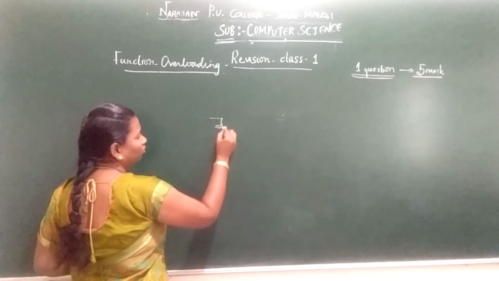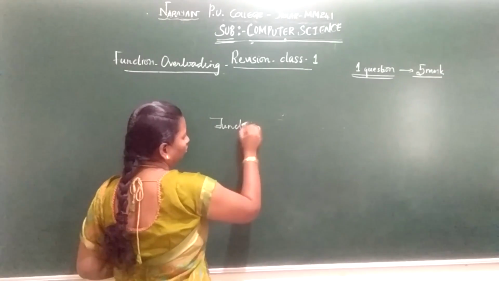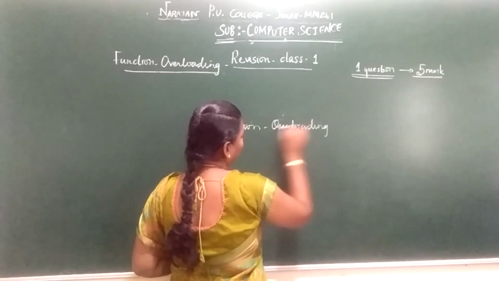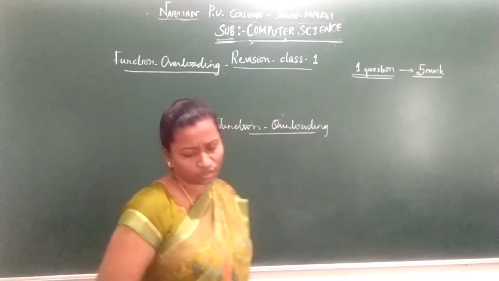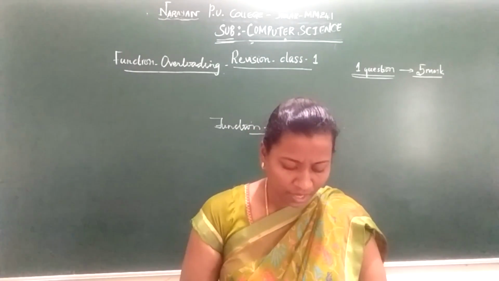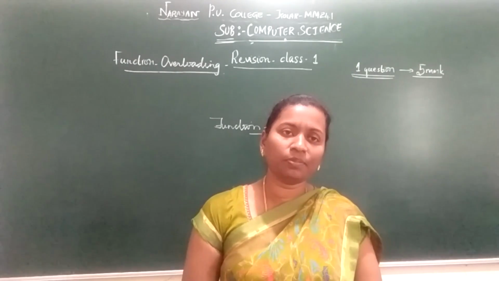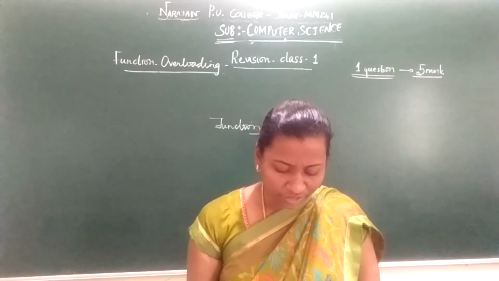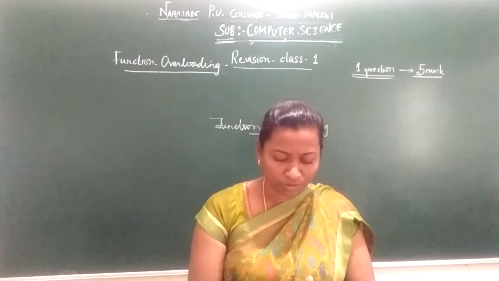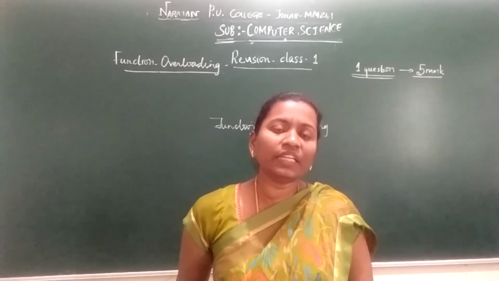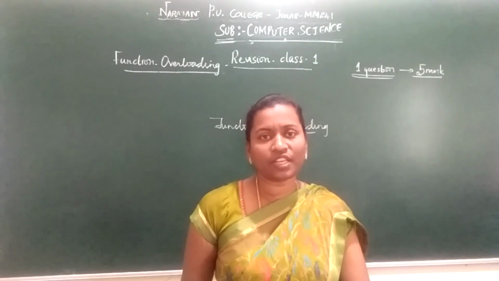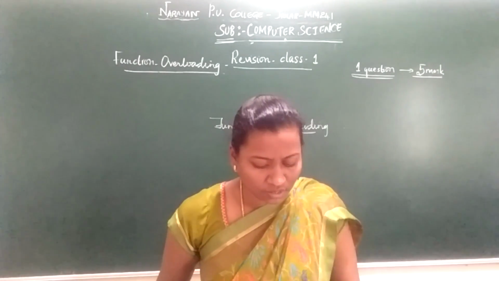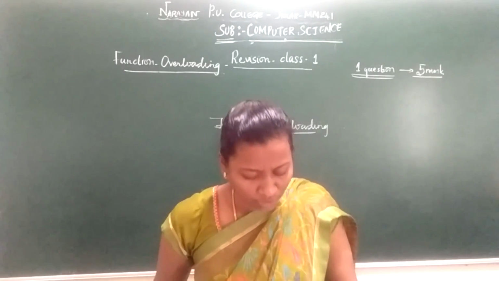So what do you mean by function overloading? The definition for function overloading is: two or more functions have the same name but differ in the number of arguments and the type of arguments. I repeat, two or more functions having the same name but they differ in the number of arguments as well as the data type of the arguments. Therefore, the function name is overloaded. We have the same function name but we overload it with different arguments. Since we are overloading the function name, we call it function overloading.